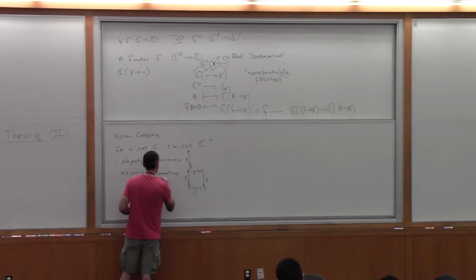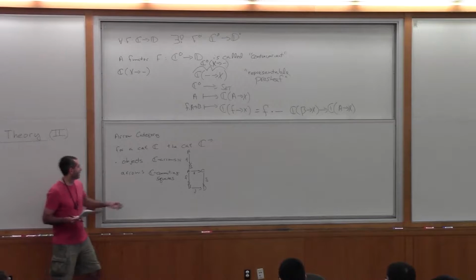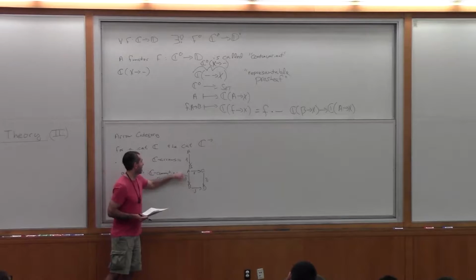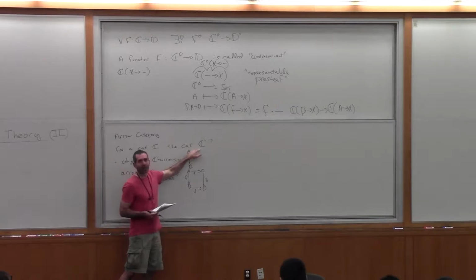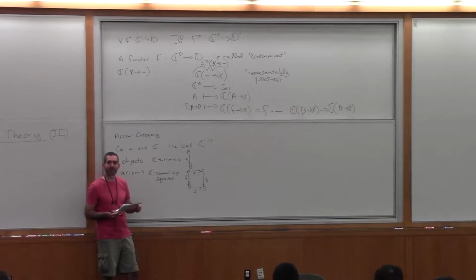Okay? Question? These things are objects in the category. These things are arrows in the category. But this arrow in the category C is now an object in the category of arrows of C. Okay? Then this pair of arrows in C, forming a commuting square, is an arrow in the category of arrows of C. Got it? Okay.